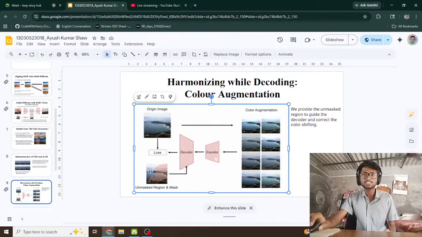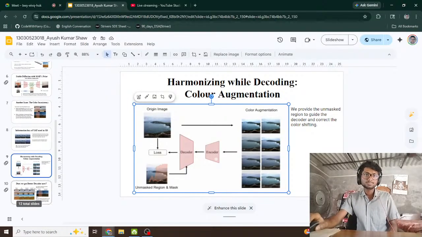This unmasked region tells the decoder which colors we are interested in, meaning the original colors. We make the model learn through the unmasked region, and we give the decoder the reference that these could be some possible colors, but we have to pick this color. Then through the feedback loop, this decoder is being trained.